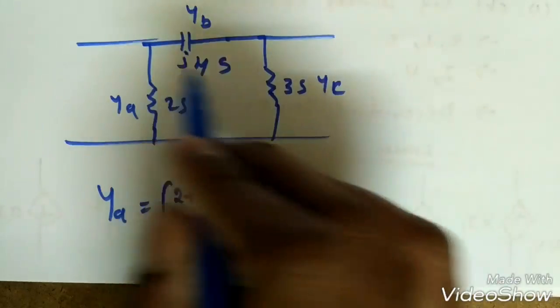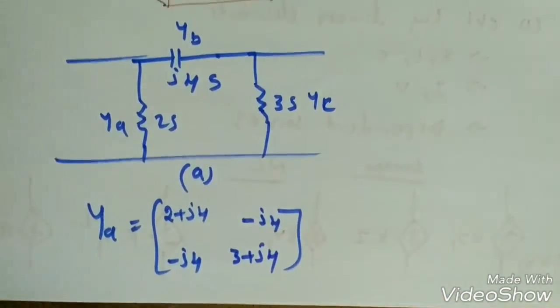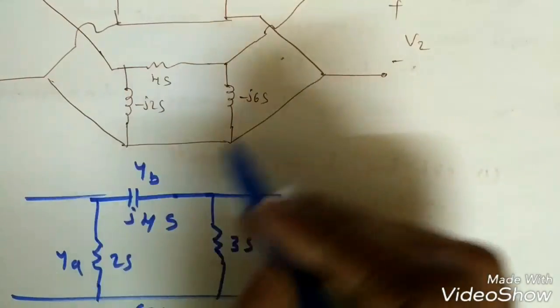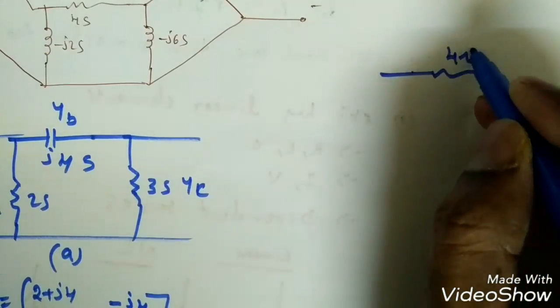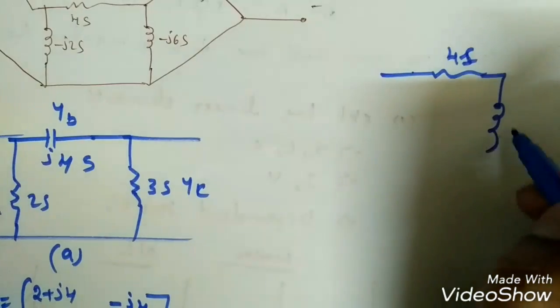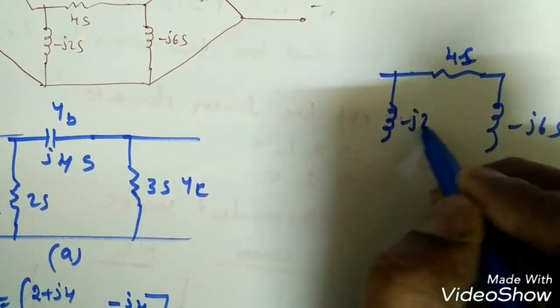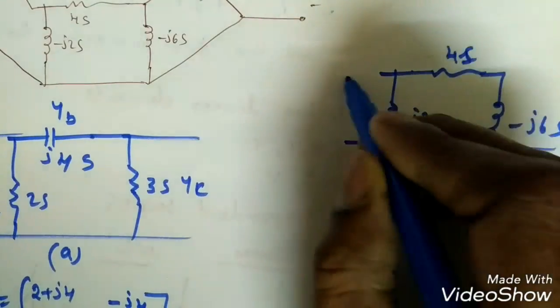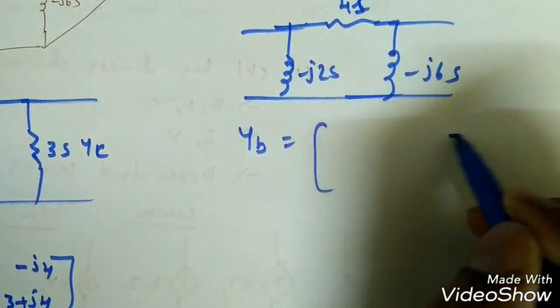Similarly to find Y22, we simply add. So this is 3 plus J4. Right? Now if I take this circuit, again it is in Siemens, so one is 4 Siemens. This is minus J6 Siemens. Similarly, this is minus J2 Siemens. Right? The same way we will find network B Y parameters.